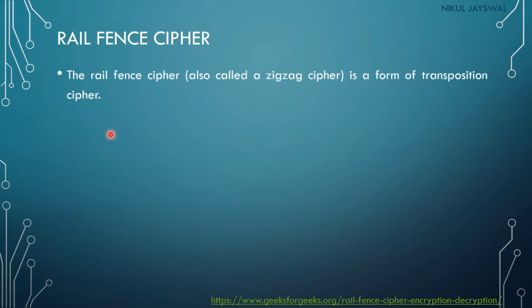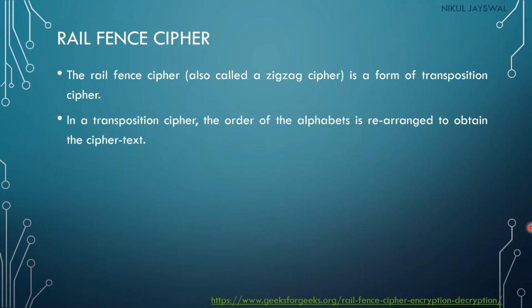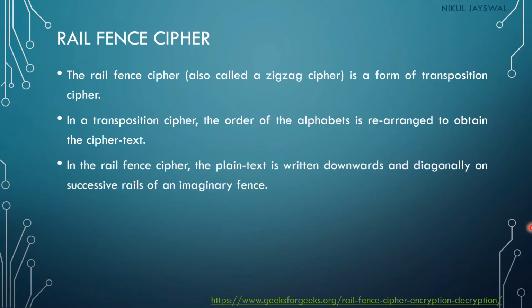The rail fence cipher, also called the zigzag cipher, is a form of transposition cipher. In the transposition cipher, the order of the alphabets is rearranged to obtain the ciphertext. In the rail fence cipher, the plain text is written downward and diagonally on successive rails of an imaginary fence. We will see how we will perform the rail fence encryption in detail.